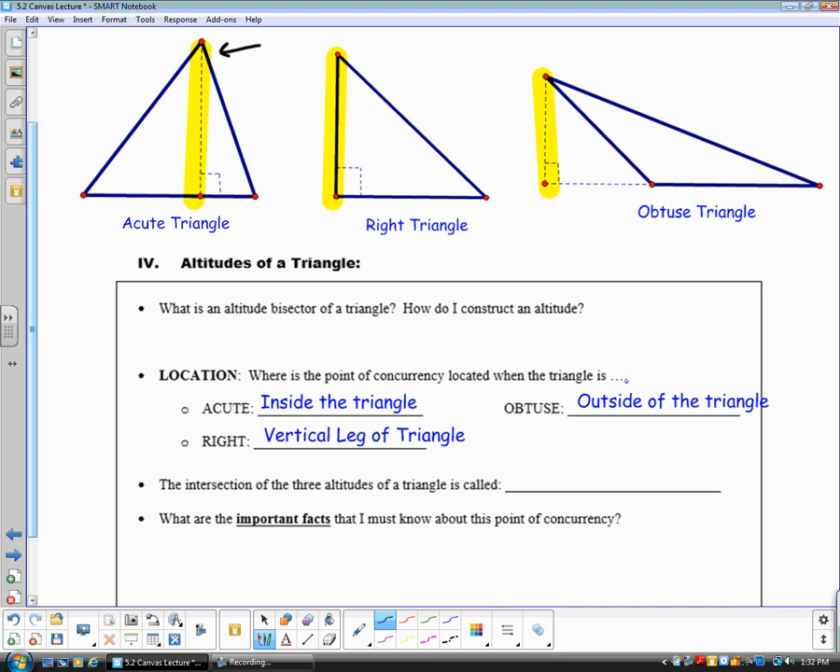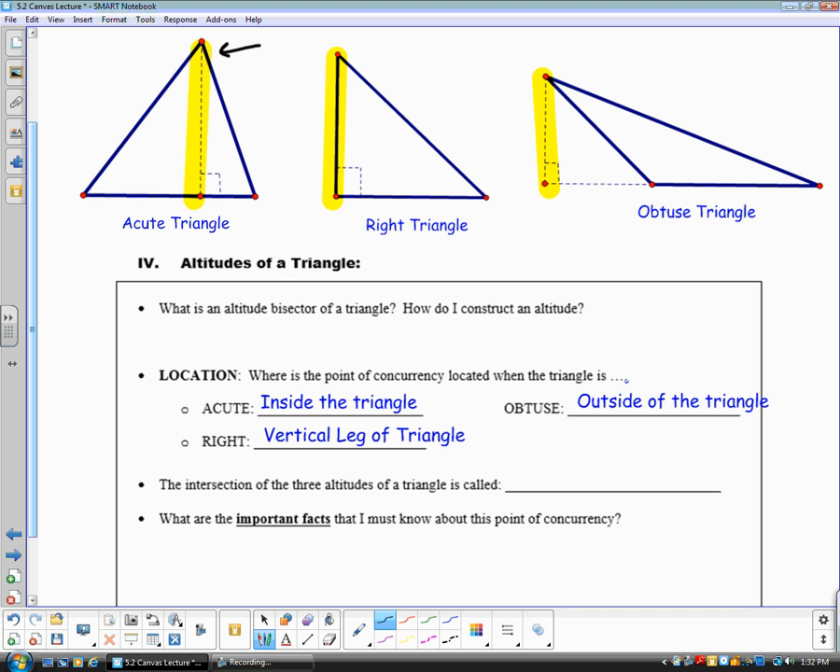When you have a right triangle, if you were to transform that into a right triangle, you are going to notice that this dotted line in the acute triangle is now going to shift to the left. That is just going to be a vertical leg of your triangle. That's where your altitude is for a right triangle.